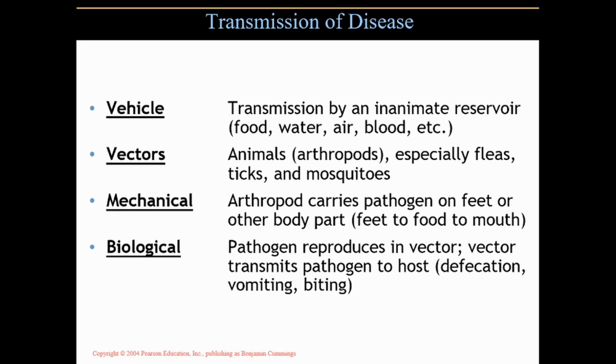So a vehicle is transmission by an inanimate reservoir like food, water, air, blood, etc. So there is a vehicle that is transmitting this. It's an inanimate reservoir, and that inanimate reservoir becomes the vehicle. So food can be a vehicle, water, whatever. So that's the inanimate reservoir that's transmitting it, and we call that a vehicle.